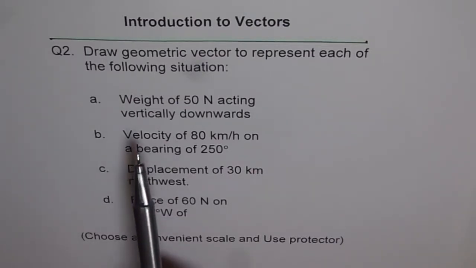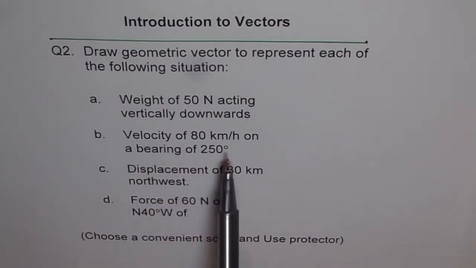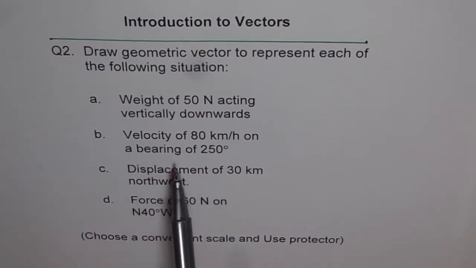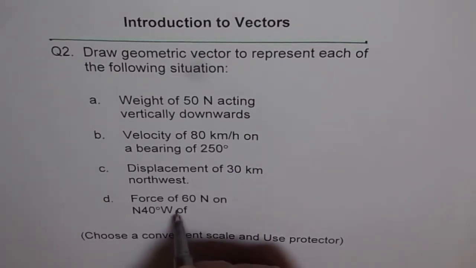A. Weight of 50 newtons acting vertically downwards. B. Velocity of 80 kilometers per hour on a bearing of 250 degrees. C. Displacement of 30 kilometers northwest. D. Force of 60 newtons on north 40 degrees west. That much is enough, okay?